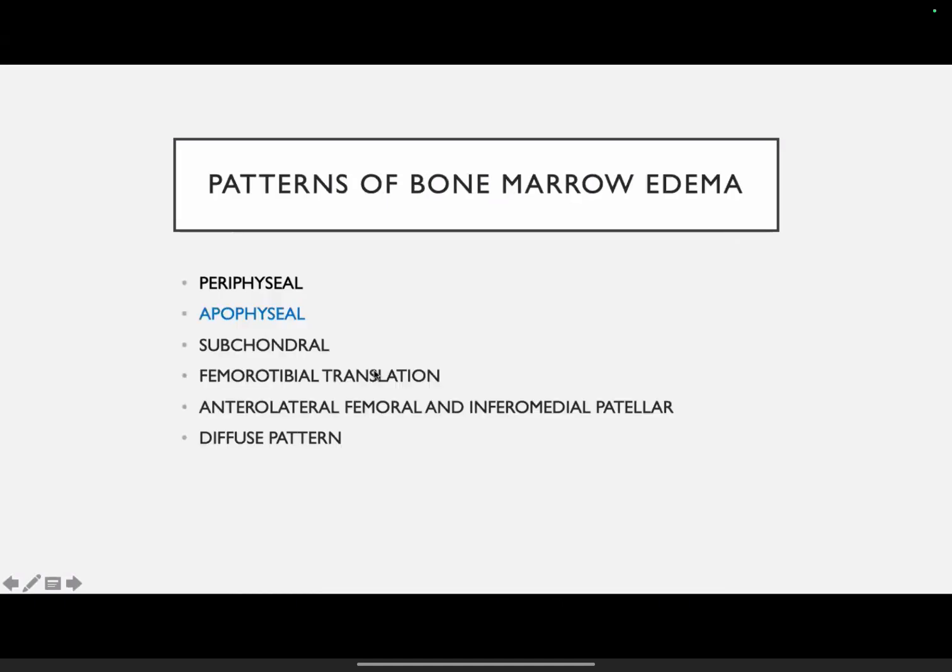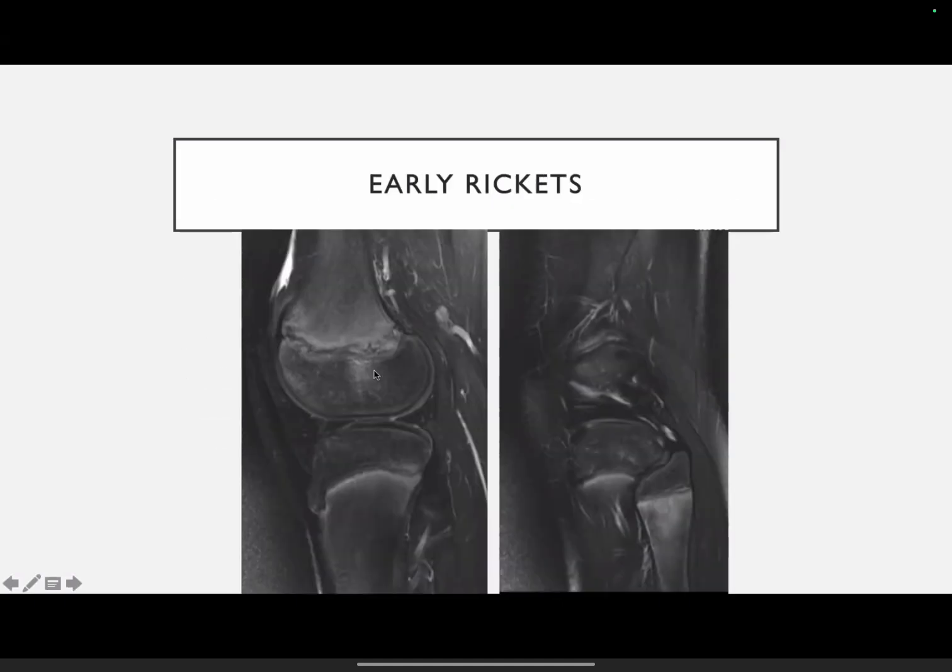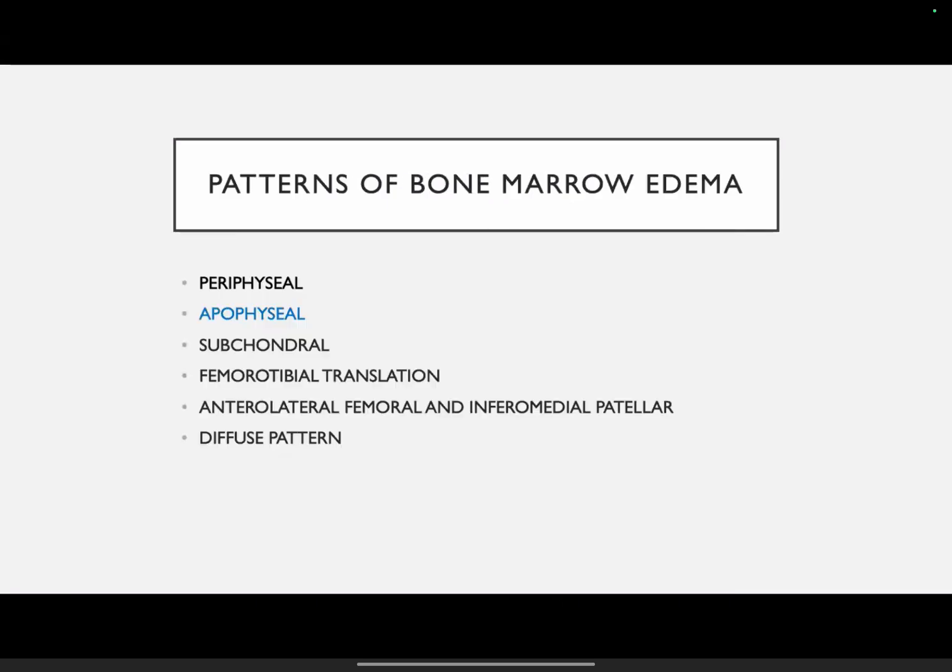So these were the patterns of periphyseal marrow edema. So we have seen right from physiological to pathological events. So the next pattern we see is epiphyseal involvement.